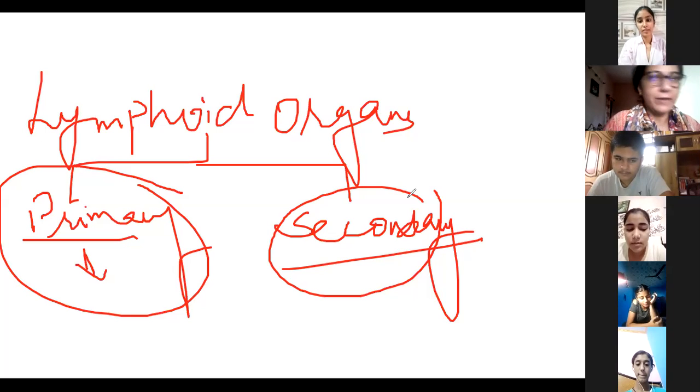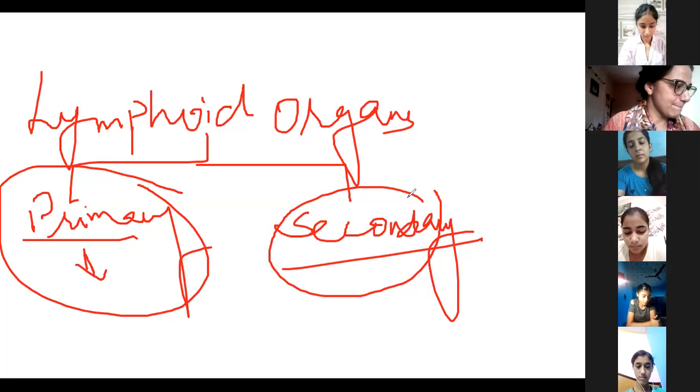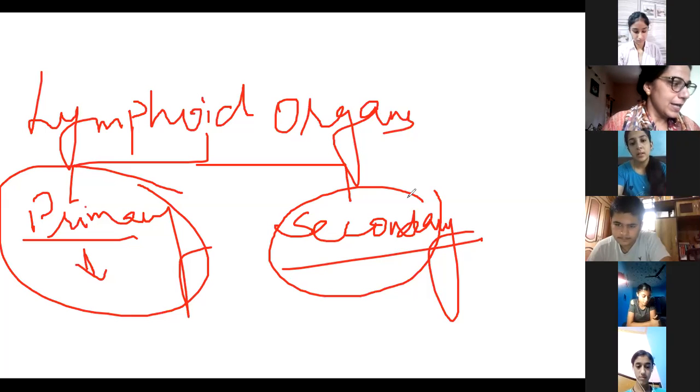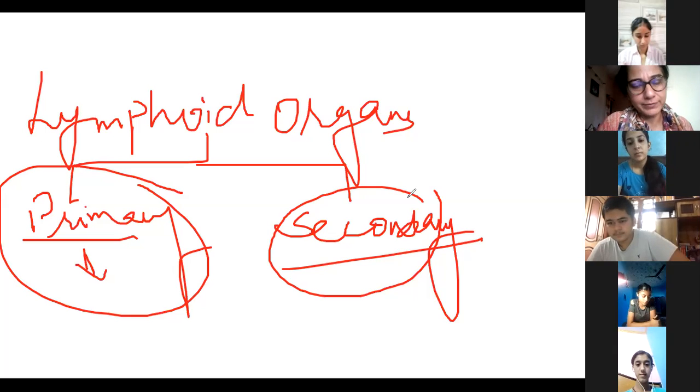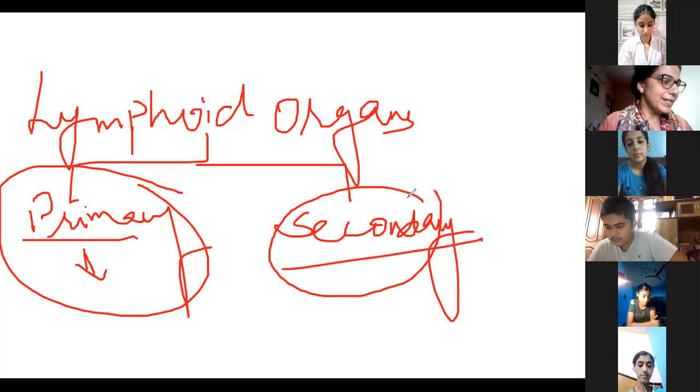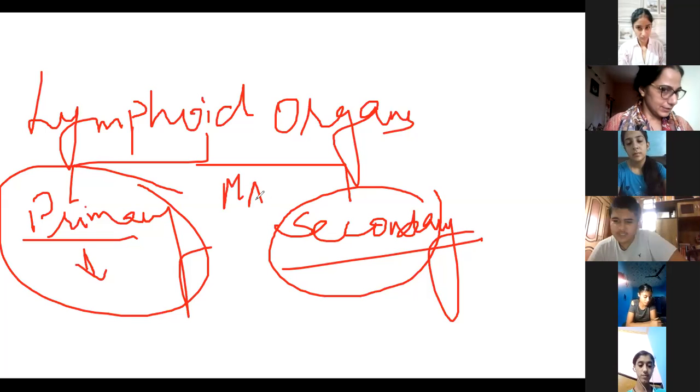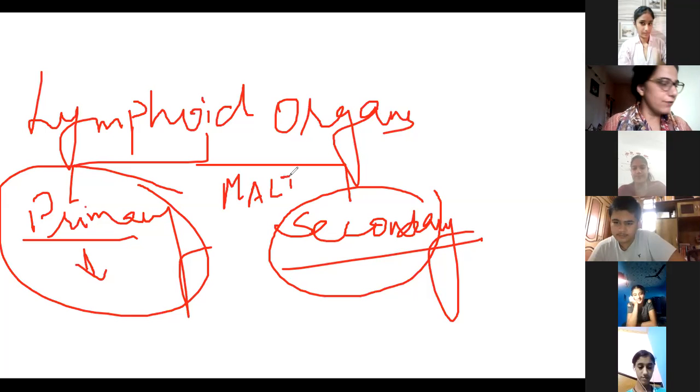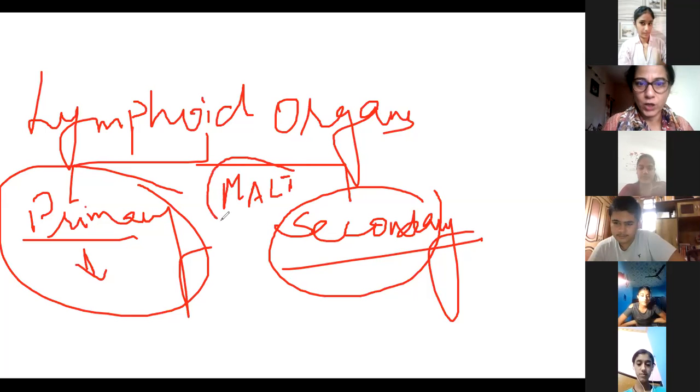Which organ of our body is bean-shaped? Spleen. Which organ is named the reservoir of erythrocytes? Spleen. Okay. Which organs serve to trap the microorganisms in our body? Lymph nodes. Fine. What is the full form of MALT? Mucosal associated lymphoid tissue. Okay. What percentage of our lymphoid tissues is constituted by it?